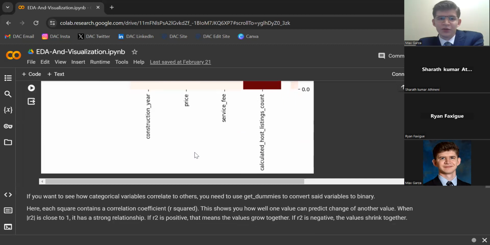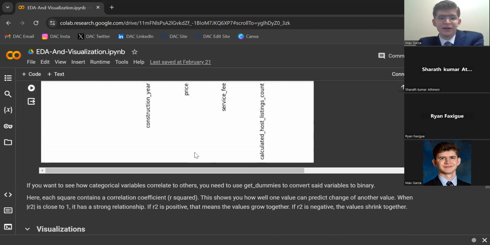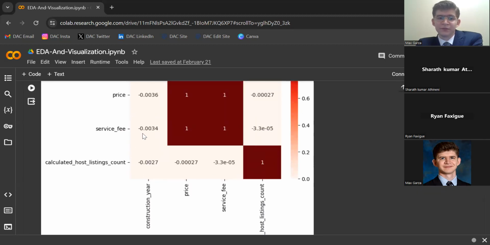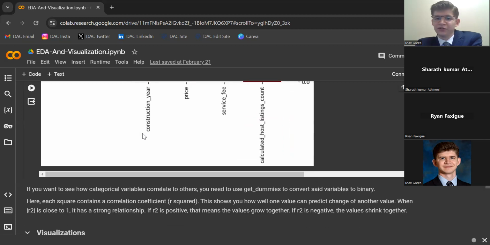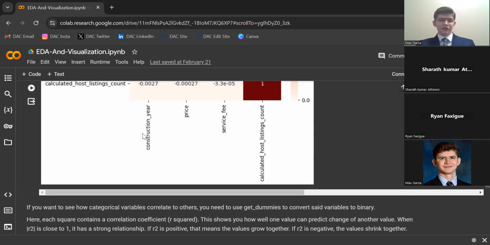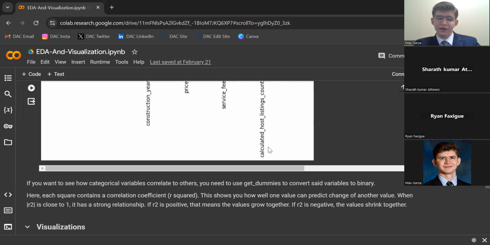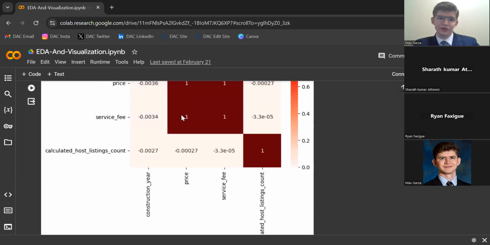But let's take a step back and figure out what that correlation actually means. In each of these squares, we have something called the correlation coefficient, which is sometimes called the R-squared. And this value will show you how well one of these variables can predict a change in the other one. It's almost like a percent difference in a way. Basically, you want to think of it like this: if the absolute value of this correlation coefficient is close to 1, then it has a strong predictive relationship. And if it is positive, that means that the values will increase together. So here we see that as the price increases, the service fee will also increase, and it has a perfect relationship.